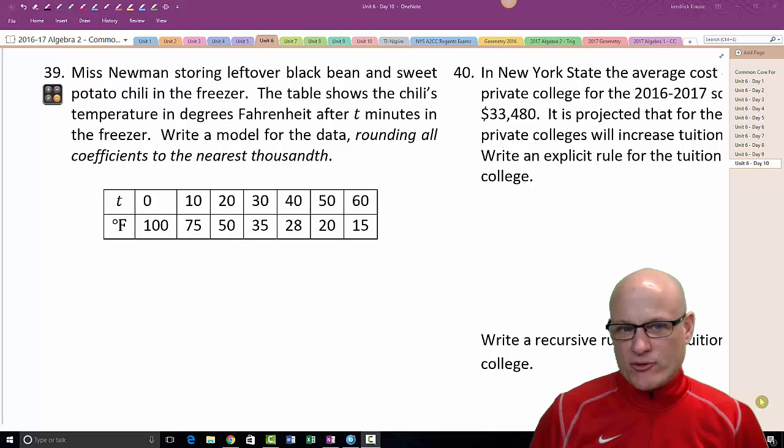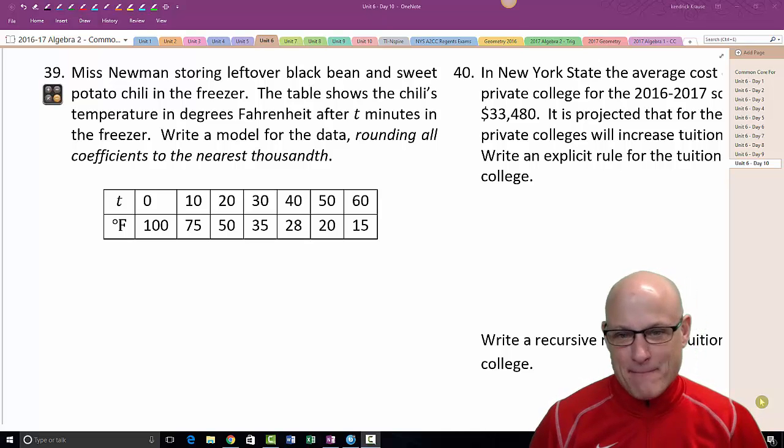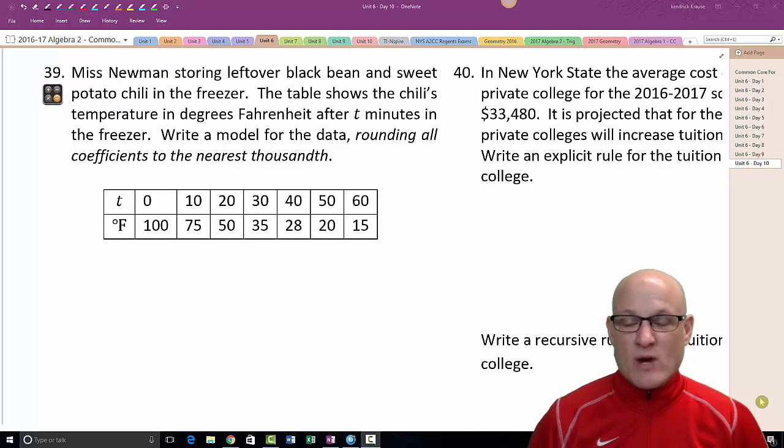So here we go. Miss Newman is storing leftover black bean and sweet potato chili in the freezer. The table below shows the chili's temperature in degrees Fahrenheit after T minutes in the freezer. Write a model to represent the data, rounding all coefficients to the nearest tenths.